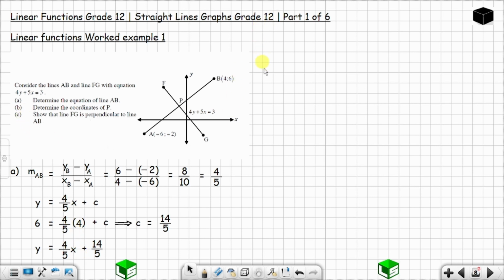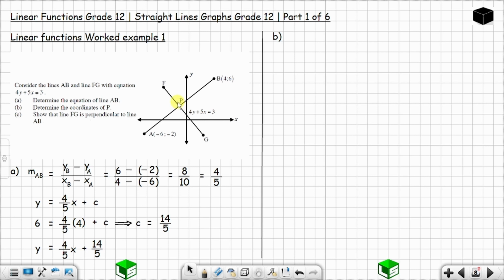Let me draw a line here. Now question B: determine the coordinate of P. P is the point of intersection between the line AB and the line FG. So what we have to do is equate the two equations to solve for the coordinate of the point P. You need to get your x coordinate and the y coordinate.